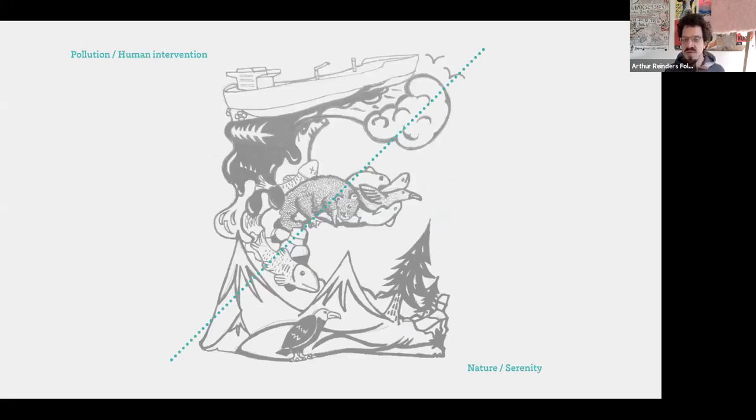And this also was in how I filled it with the subject. Like, I wanted to have a part of it to be this human intervention or pollution event, and on the other side, the serenity, which was originally there. Not all letters have this serenity, but most of them have.